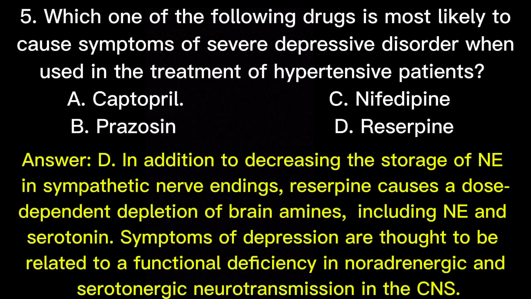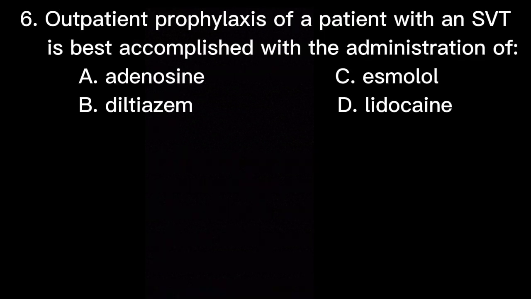In addition to decreasing the storage of norepinephrine in sympathetic nerve endings, reserpine causes a dose-dependent depletion of brain amines, including norepinephrine and serotonin. Symptoms of depression are thought to be related to a functional deficiency in noradrenergic and serotonergic neurotransmission in the CNS.